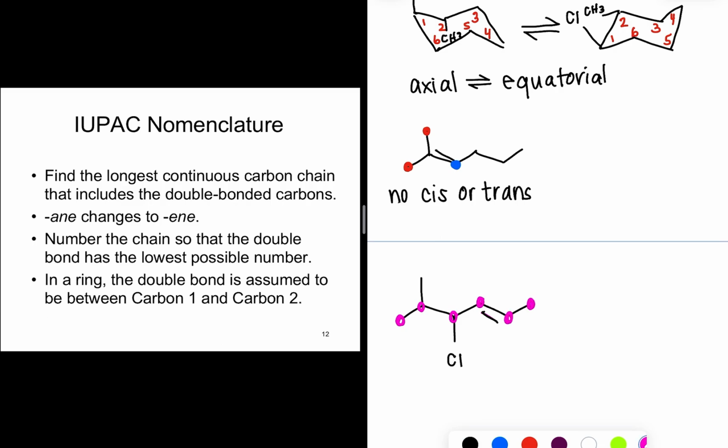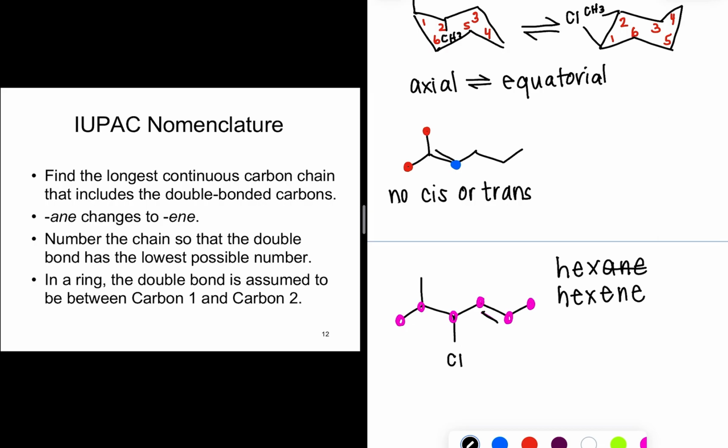Okay, so I found my continuous carbon chain. That's 2, 4, 6 carbon atoms. So instead of being hexane, this is going to be hexene because it's an alkene.